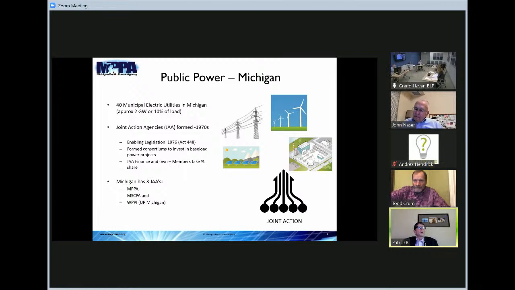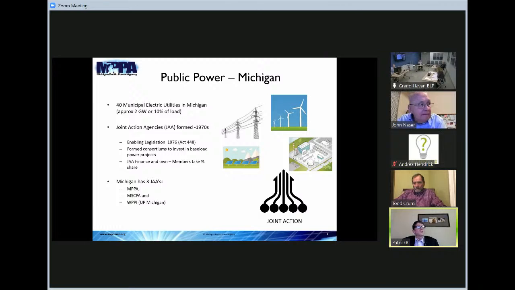Just a quick factoid about public power in Michigan. There are 40 municipal electric utilities in Michigan, and it's roughly about 10% of the electric load in the state. Joint action agencies were formed in the 70s and 80s, about 55 of them, and there's a lot of good reason for that. You had the oil embargo, rising wholesale prices, and a big focus on domestic energy resources. At that time, the lowest cost form of producing electricity was from large baseload coal plants, and that is exactly what MPPA ended up investing in back in the late 70s, early 80s.